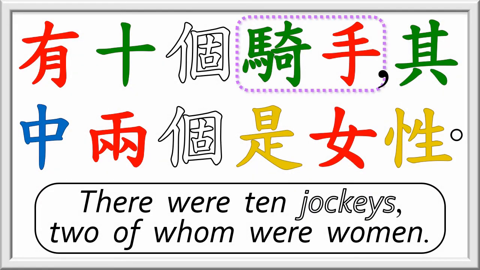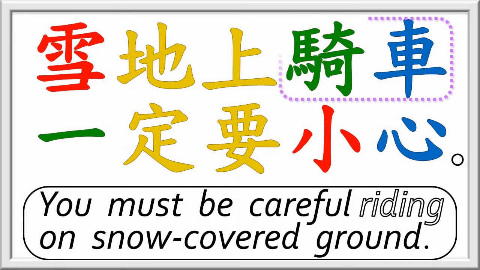有10个骑手，其中2个是女性。There were 10 jockeys, 2 of whom were women. 雪地上骑车，一定要小心。You must be careful riding your bike on snow-covered ground.